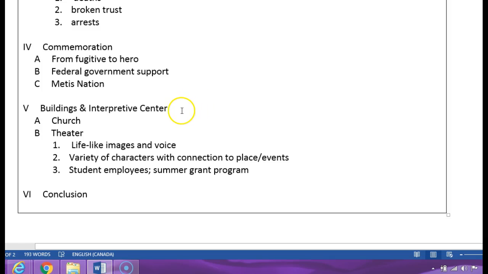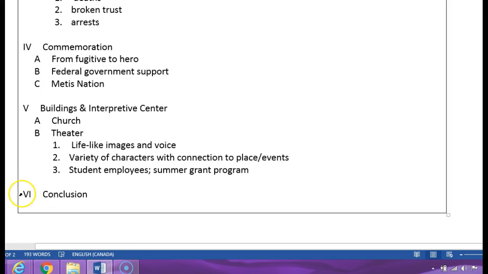Finally, the buildings in the interpretive center, these are things that were erected as a result of the Battle of Batoche and the fallout from the government and the Métis people following that. I'm going to talk about only 2 buildings, the church and the theater. And I'm going to talk about how the theater is where the interpretive part comes from, and maybe a little bit about how they continue to educate students today by taking them on trips and exposing them to what goes on here.